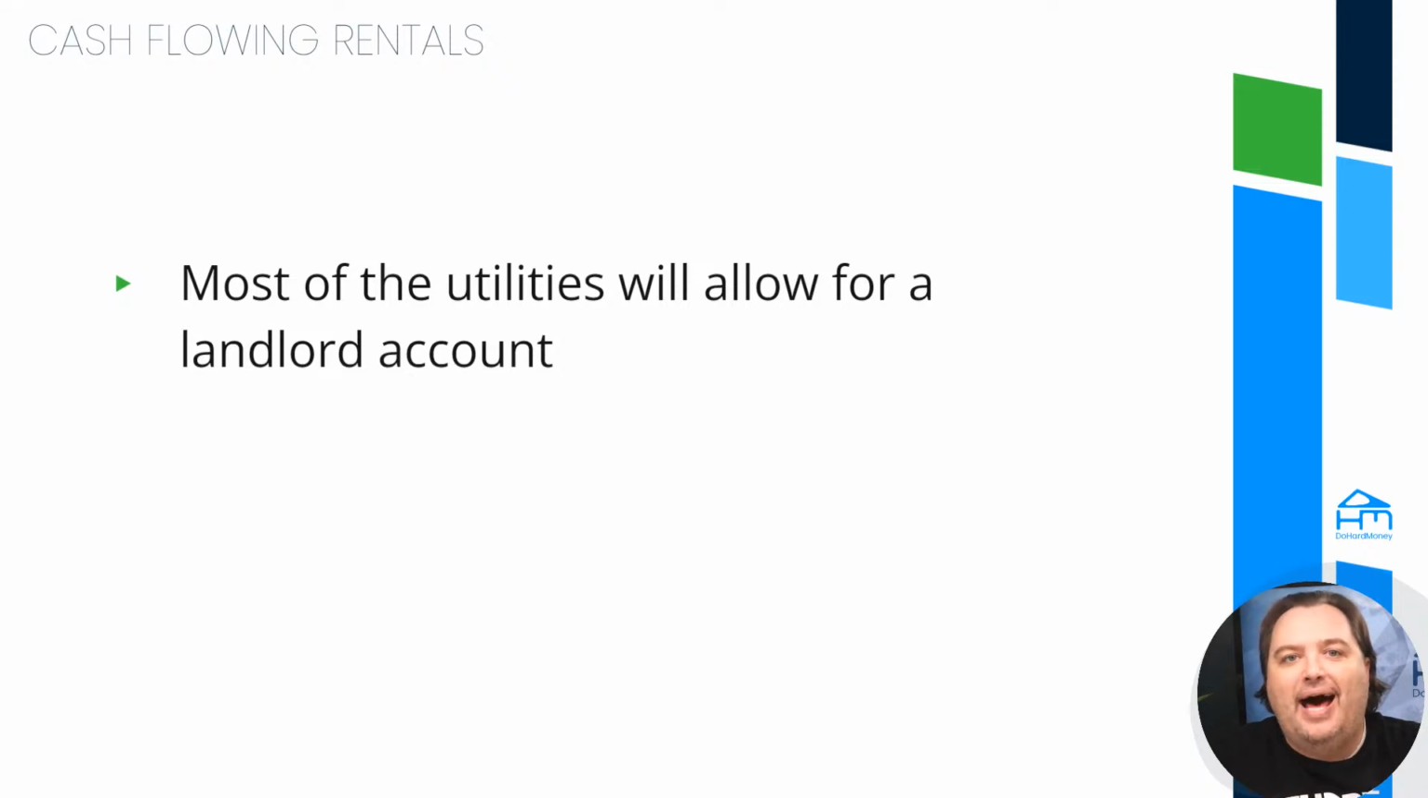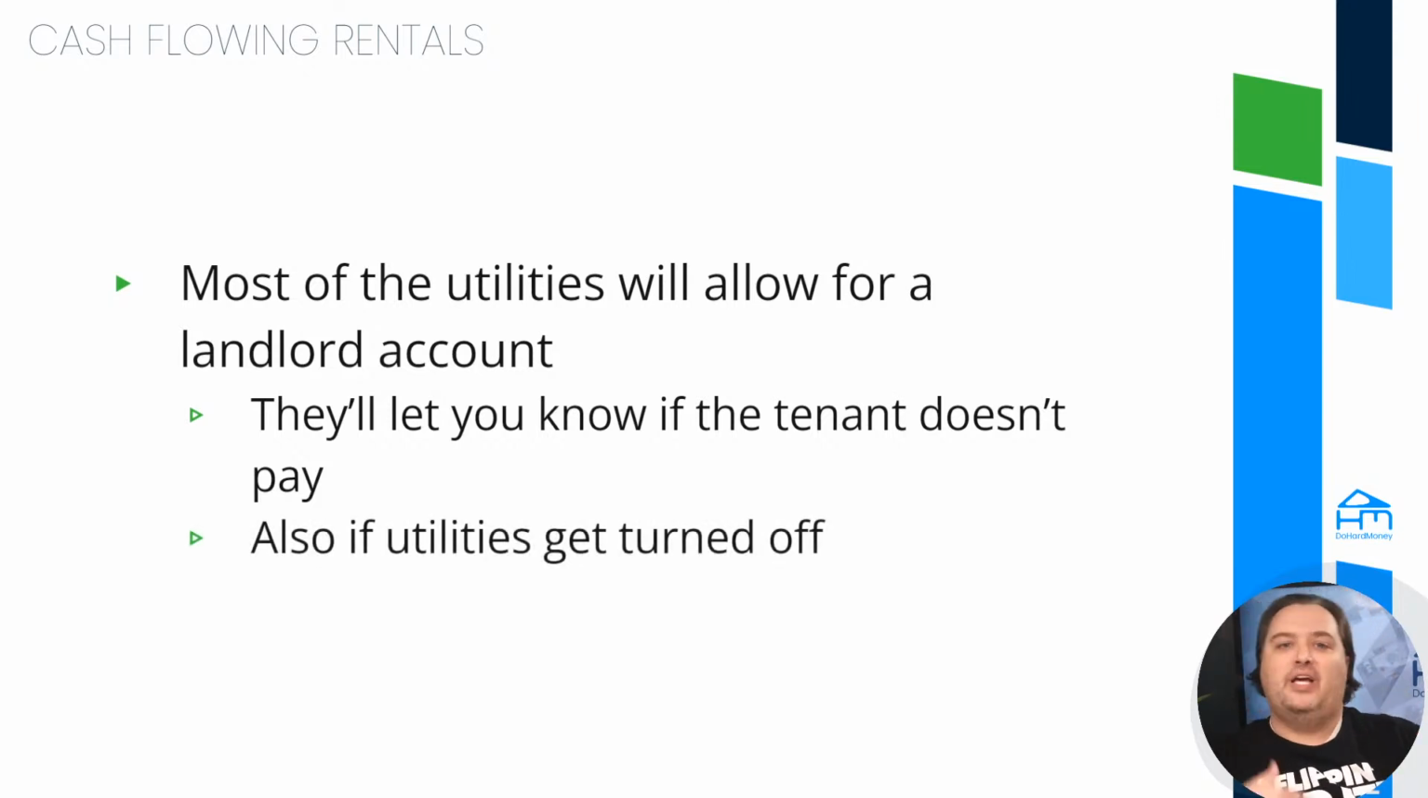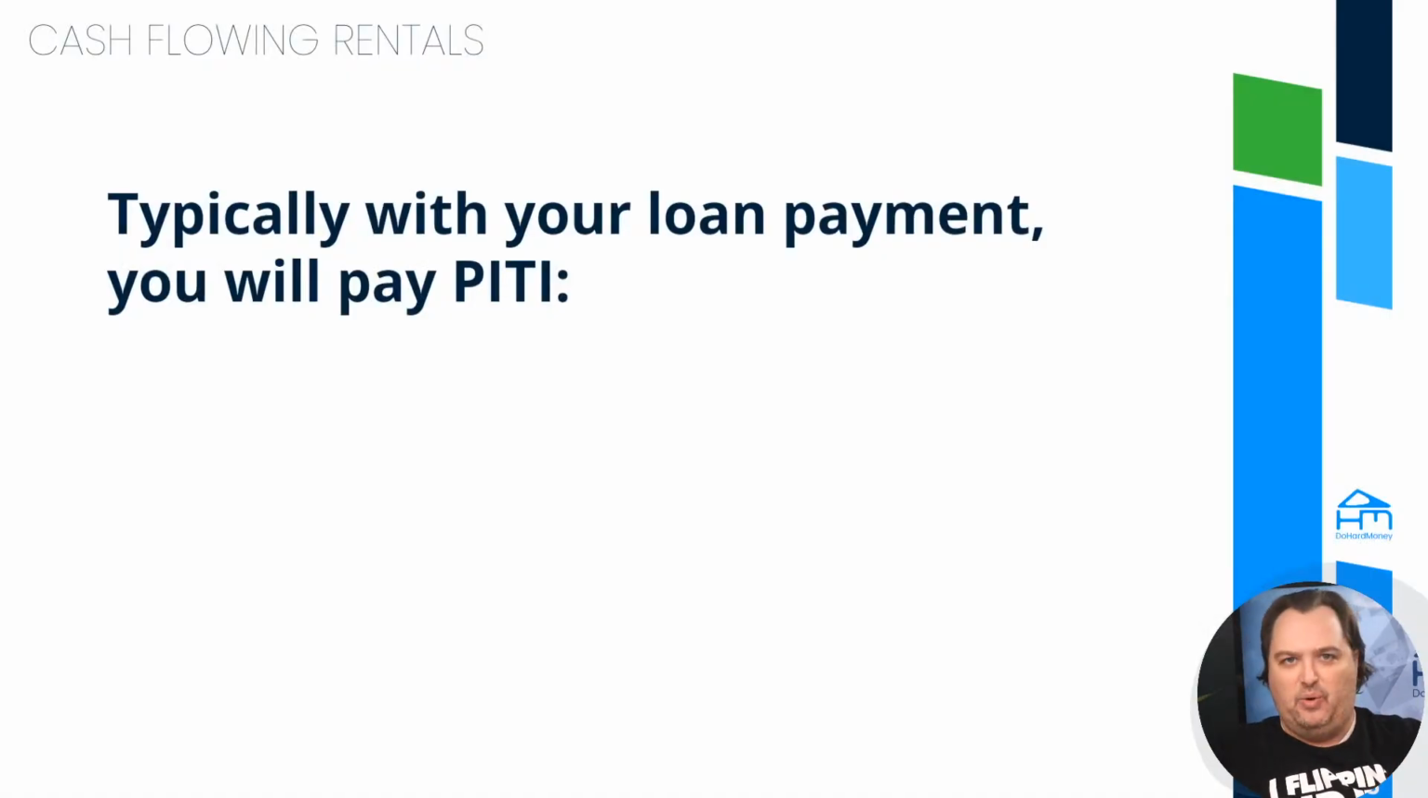Most of the utilities will allow you to set up what's called a landlord account. A landlord account says, hey, if they don't pay the bill, let me know, and don't shut it off until I know about it, because I don't want pipes freezing and those types of things. They'll let you know if the tenant doesn't pay, which is also a great sign, because you can call the tenant and say, hey, you haven't paid your light bill, what's going on? It can tell you if there are issues. Also, they'll let you know if utilities get shut off, but we talked about that earlier.